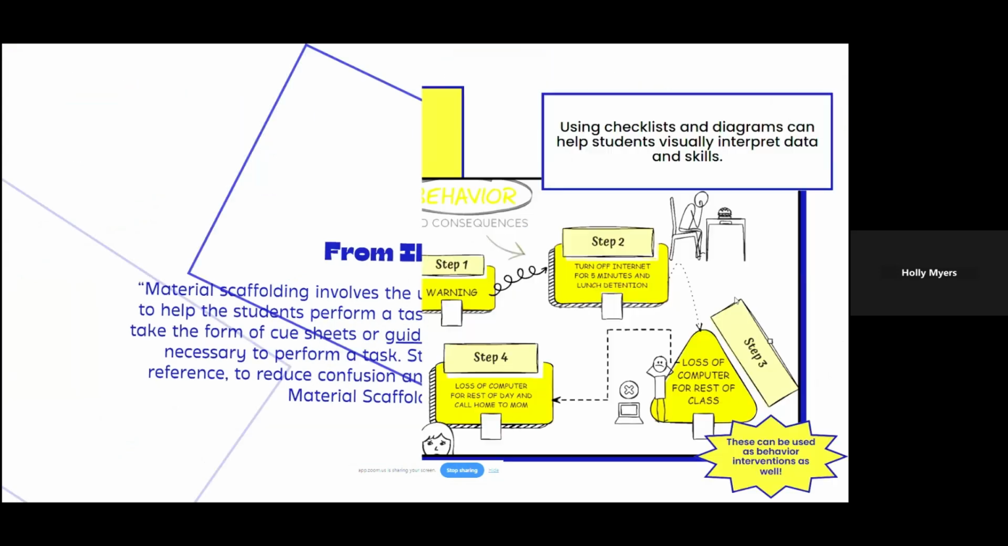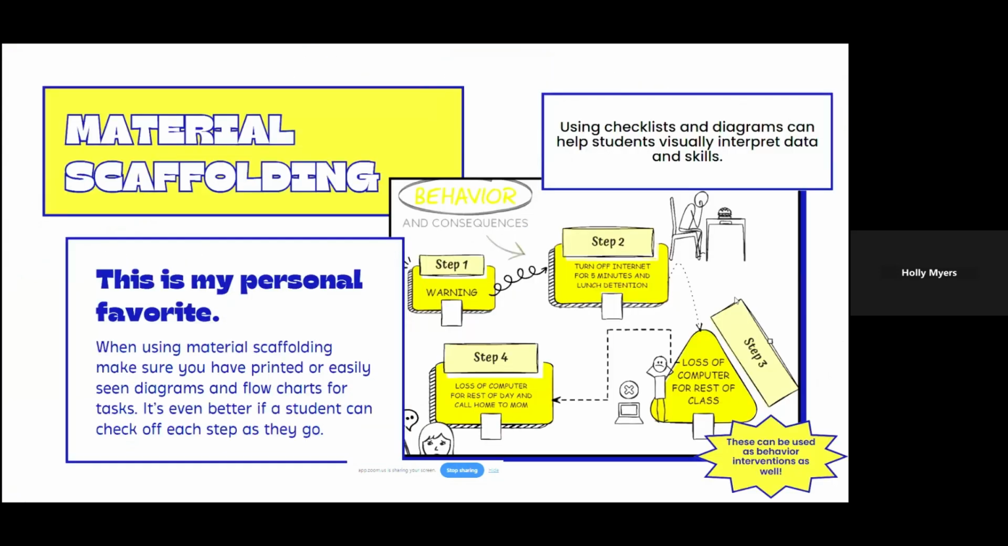This is where we use diagrams. This is my absolute favorite one. I love a diagram. I will give a kid a checklist and a visual schedule all day long, because it keeps them oriented. And what you're seeing there is one of my, as I say, material scaffolding can be used for behavior. One of the coolest things is, as you can see here, I use this as a behavior intervention.